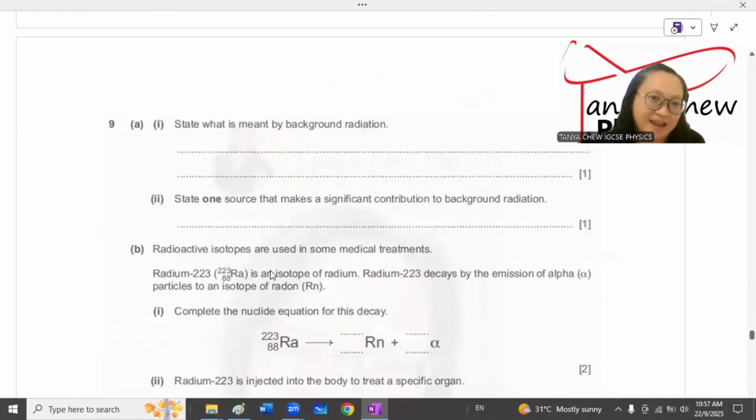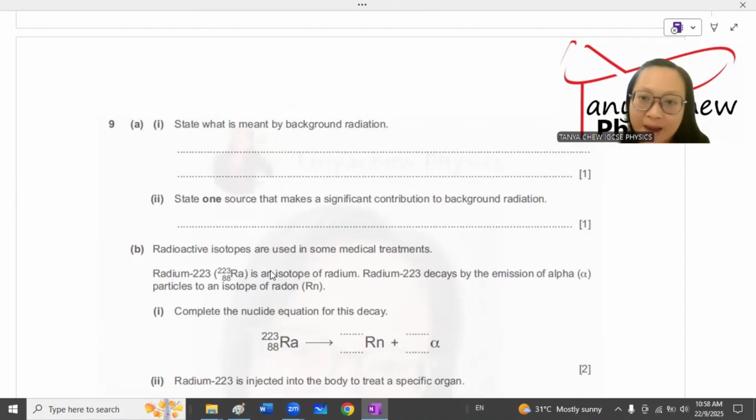Question number 9A, part 1, state what is meant by background radiation. You know, nowadays it is very hard to have 100% clean air, right, because there are so many buildings that give out radiation. Our detectors are not selective. So when it is switched on, it would detect the stray radiation from the surrounding. Could be the food that we consume, could be water that we drink, could be coming out from the building that we stay in.